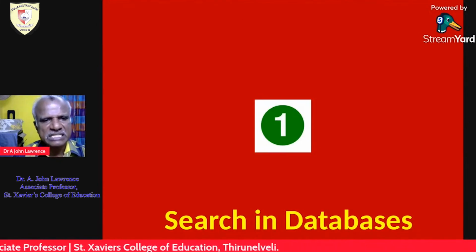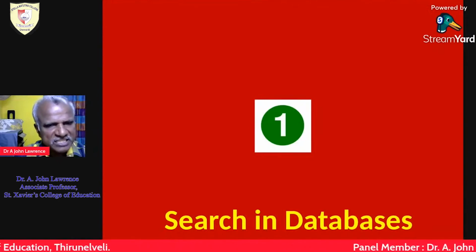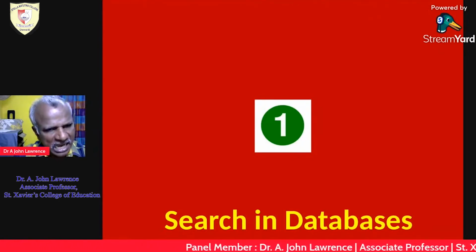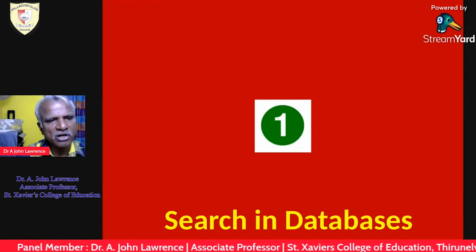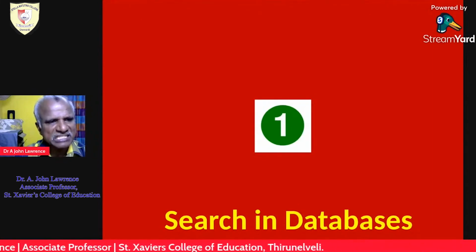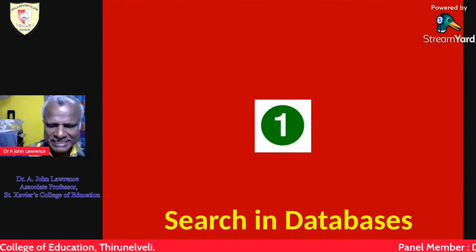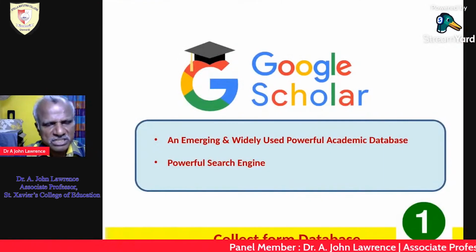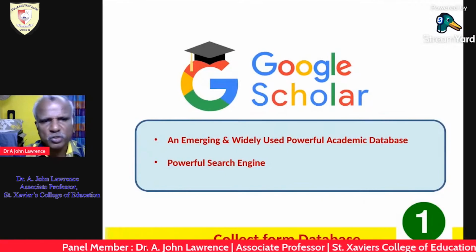How to search the review of research? The easiest way is this: search in databases. Plenty of databases are available on Google. Most of the databases are free of cost. Some need registration and some don't. So go to the database and search for it. The most commonly available, easily available, most used database is Google Scholar.